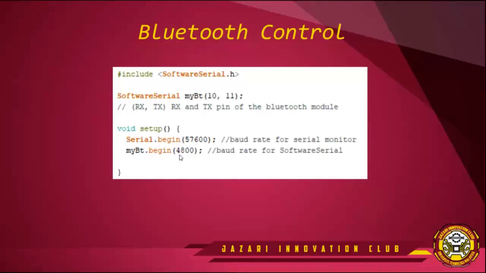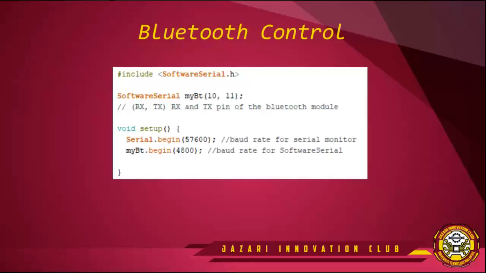Make sure this baud rate is different from the serial monitor. If your serial monitor is using 9600, then for the Bluetooth you cannot use 9600. You need to use another baud rate. It's like communicating with two different channels. The serial monitor communicates within one channel, and the Bluetooth device connects within another channel, so it cannot be the same.